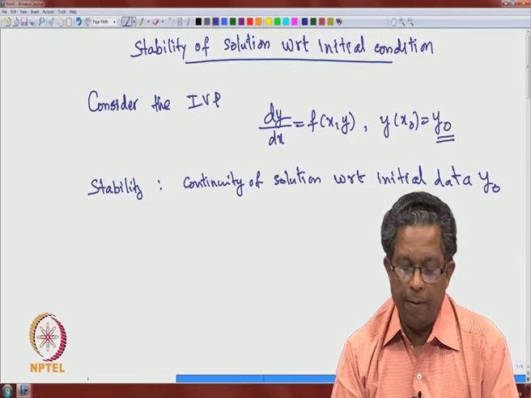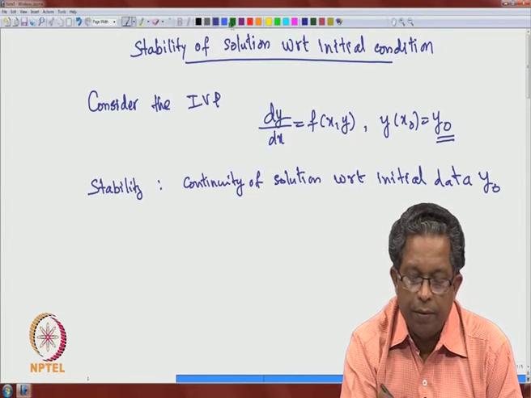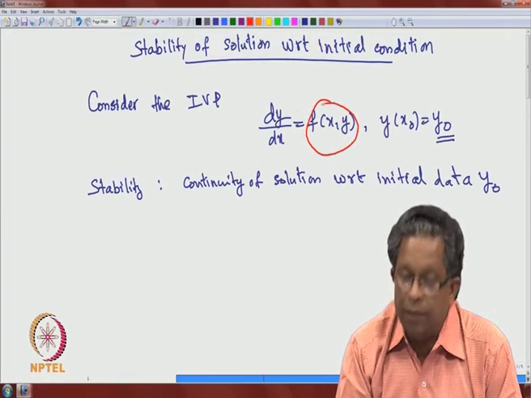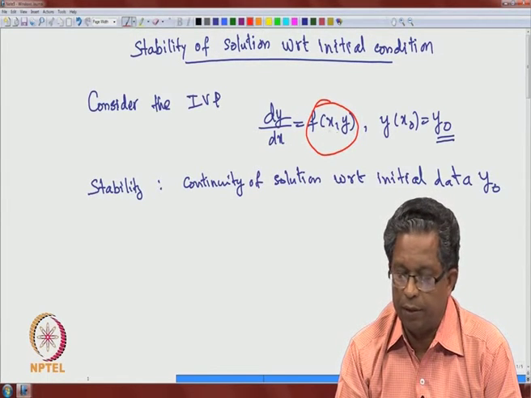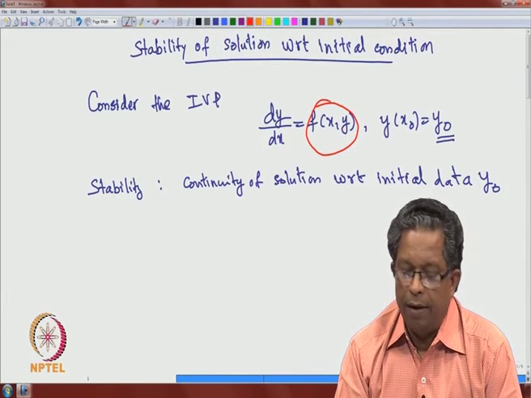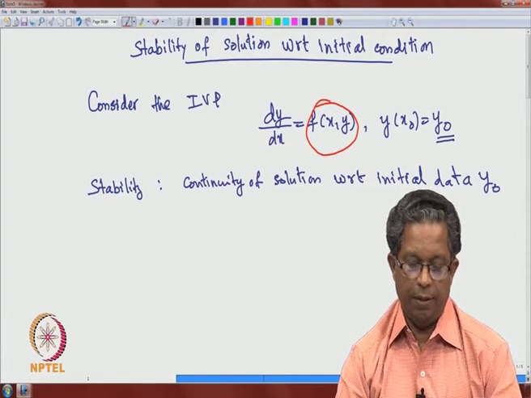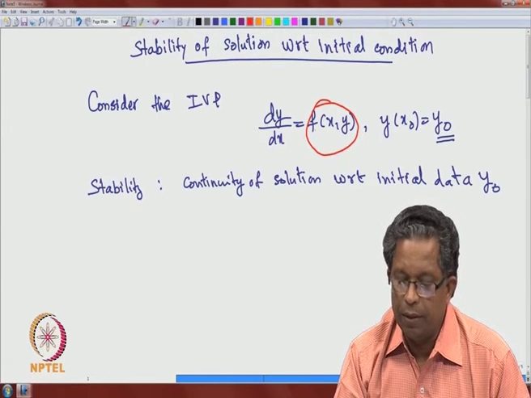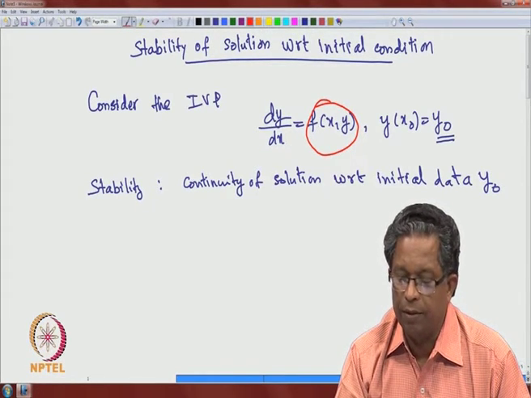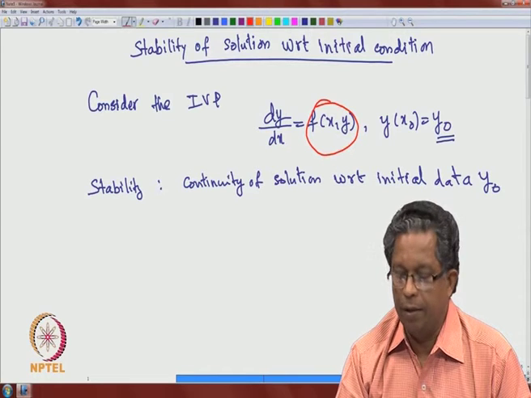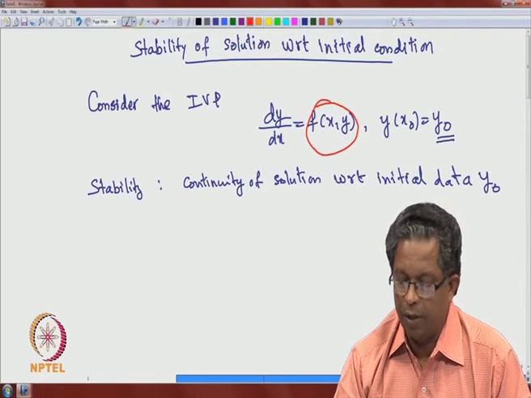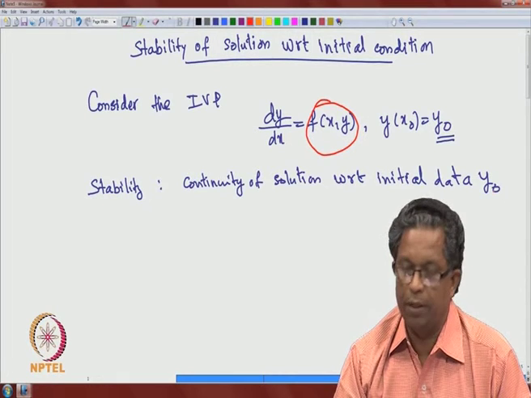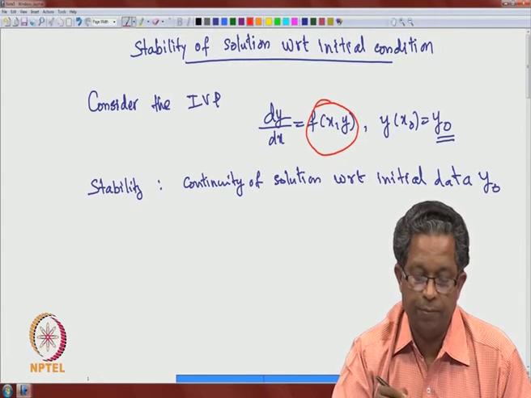Again, if our function f is nice, if f is continuous with respect to x and y, and f is Lipschitz continuous with respect to y, then the stability is also guaranteed. So, I state and prove that as a theorem: if in the differential equation f is continuous with respect to x and Lipschitz continuous with respect to y, then the solution changes continuously with respect to the initial data, or the system is stable.